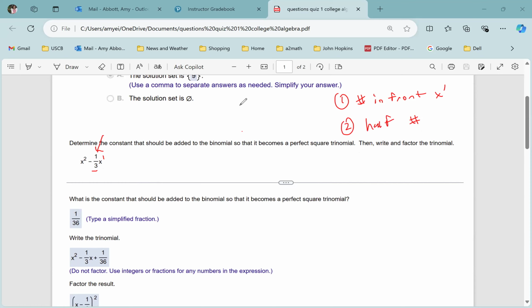Half of that number. So a third times a half is 1/6. Multiply straight across, or use your calculators. A third times a half is a 6, and that is the new number that you're going to add to it. 1/6 squared, which is, when you square it, 1 over 36. And then the perfect square trinomial down there.